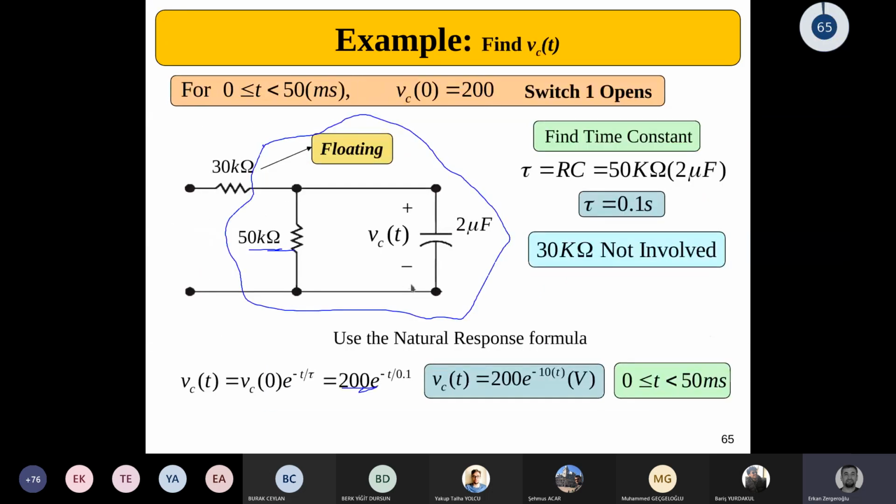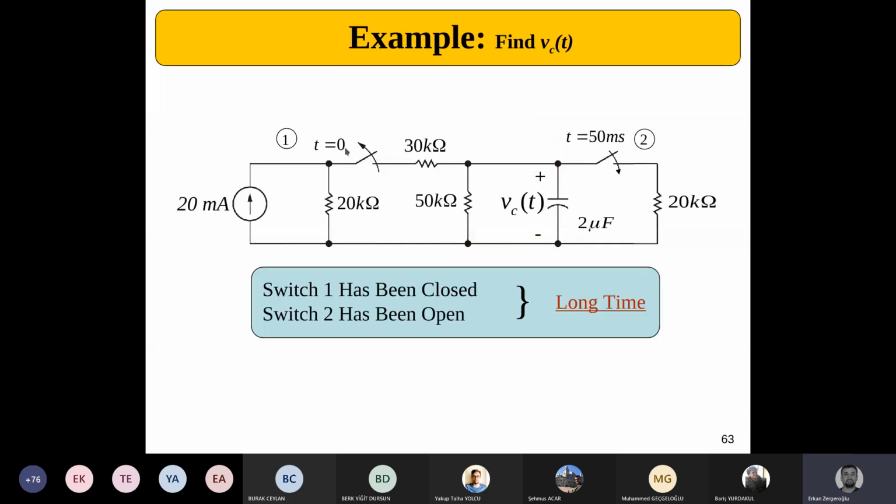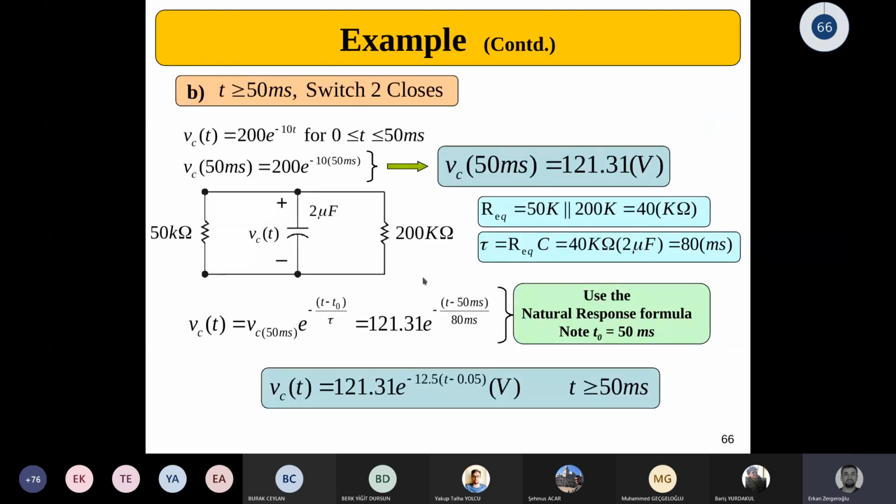After that, the circuitry will become different, so let me erase all here. This portion will be open, this portion will be closed. This is the circuitry now, for t greater than 50 milliseconds. I am bad at drawing; this doesn't even look like 50, but believe me, it does. This is the portion of the circuitry we have. We have 2 resistors in parallel now, so the circuitry becomes something like this. There is a new time constant in here.